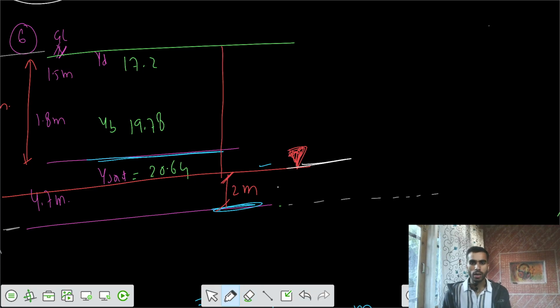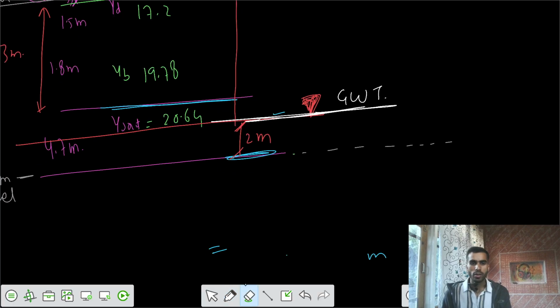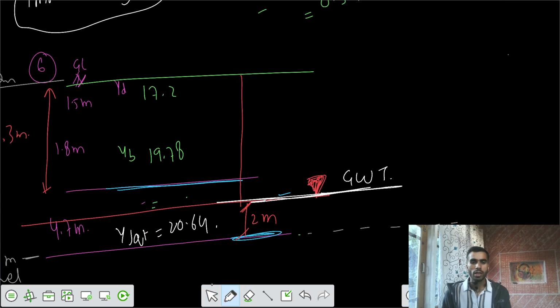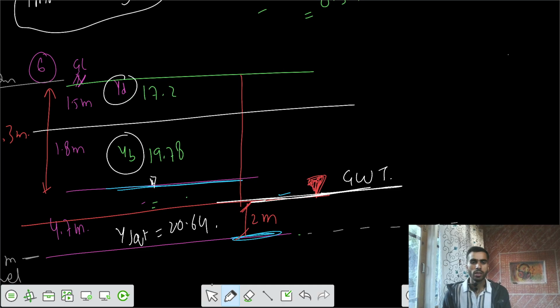So now our water table is here. The groundwater table is here. The soil below that would be in the saturated condition, gamma sat 20.64. The water table was initially here, so the soil above that is dry. After that, soil is in bulk, and this was actually in gamma sat.